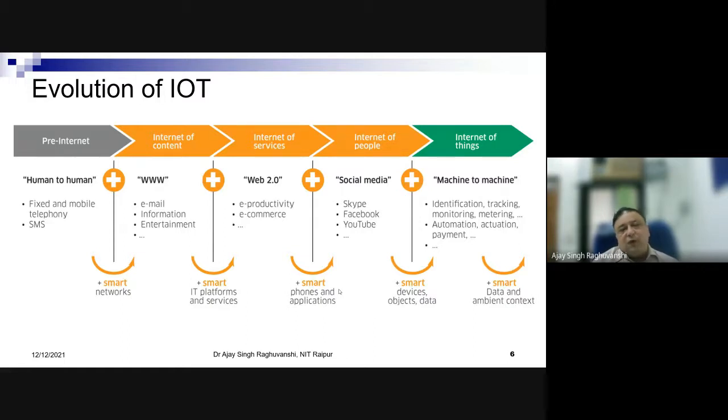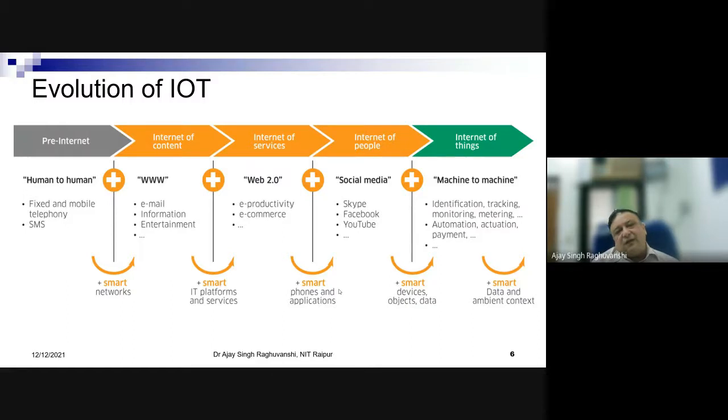Then this World Wide Web was called Web 2.0. That was the Internet of Services. The same internet that was being developed, we started using for certain small services, like email, e-productivity, and then e-commerce, where you can order a book through the internet and get the book, which you are still doing, and which is part of e-commerce, but not on a very large scale.